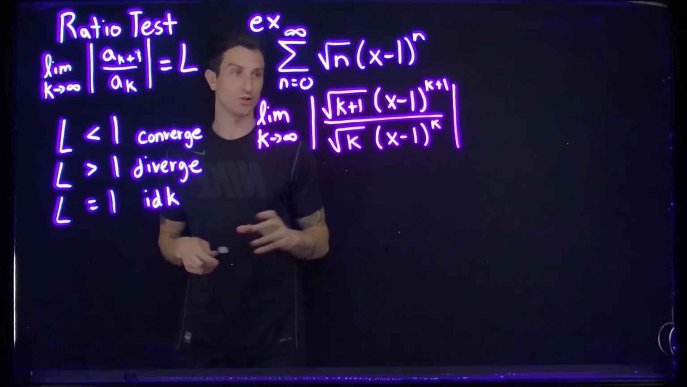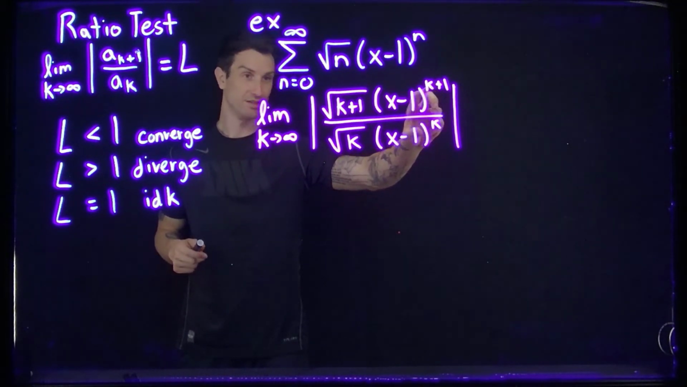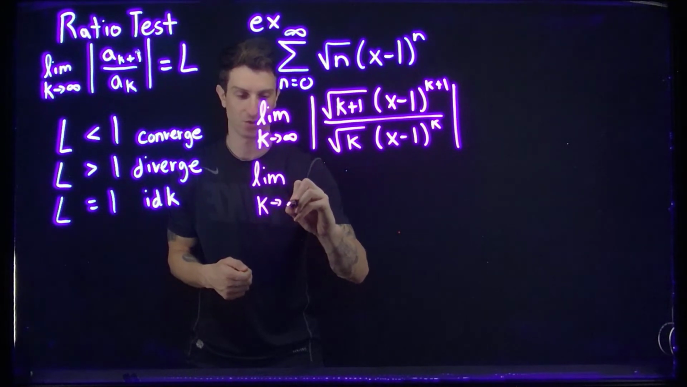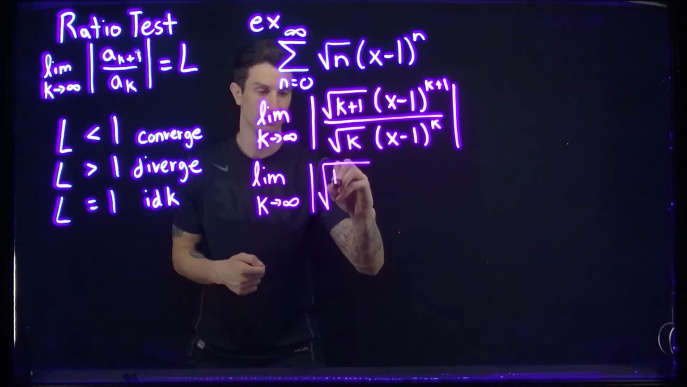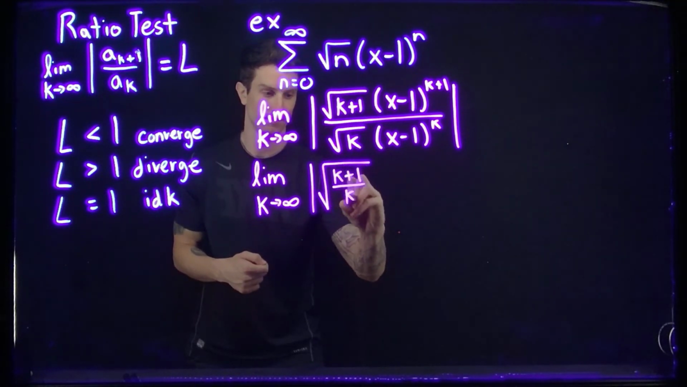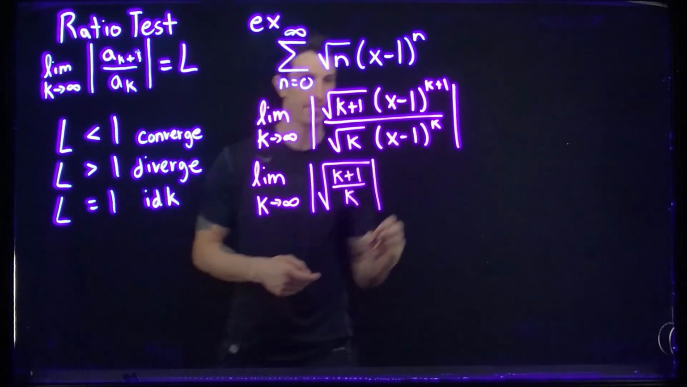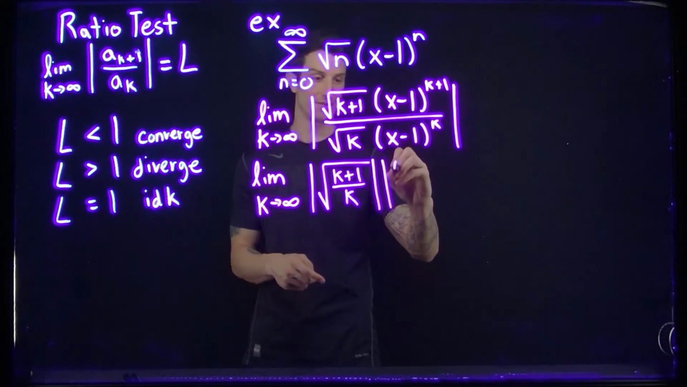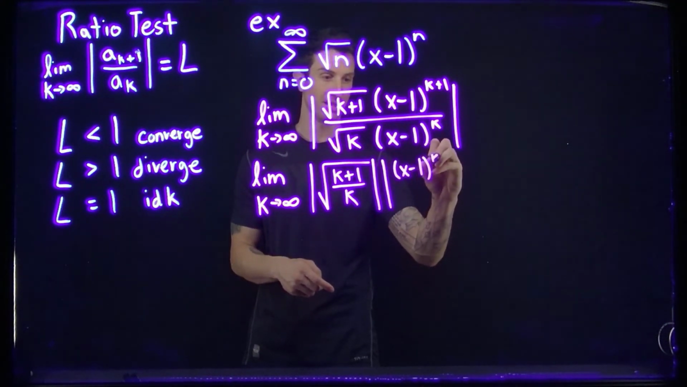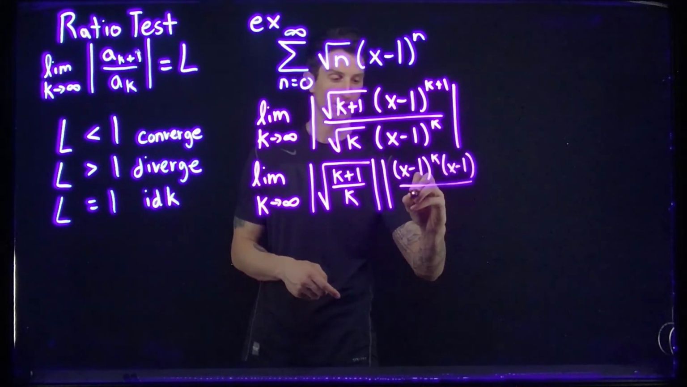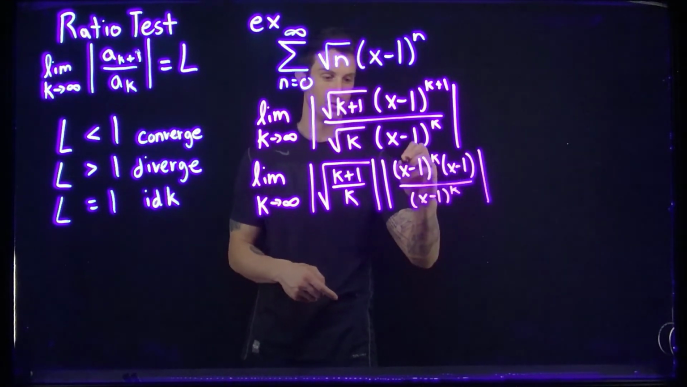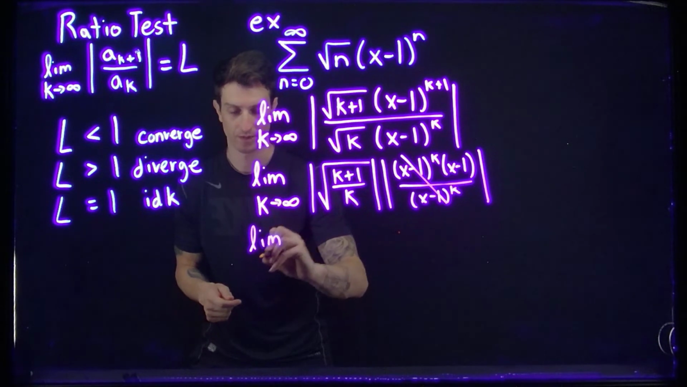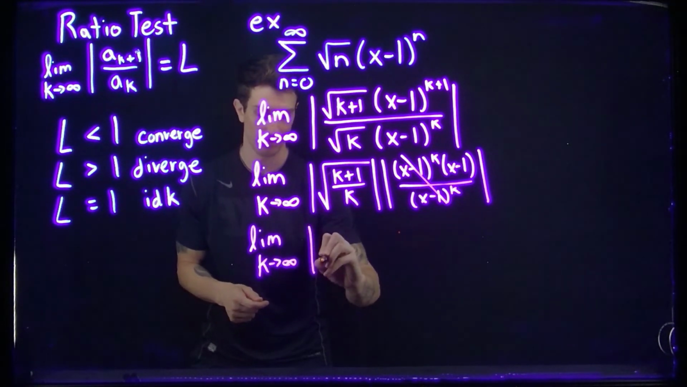So from here we want to make a few algebraic simplifications. Maybe this one is obvious. Over here, they're both under a square root, so let's just write it as one giant square root. This would be the absolute value on its own, that's fine. And then we can write another one over here. This is x minus 1 to the k times x minus 1, all over x minus 1 to the k. And so those two cancel out, and we're left with the limit as k goes to infinity of the square root.